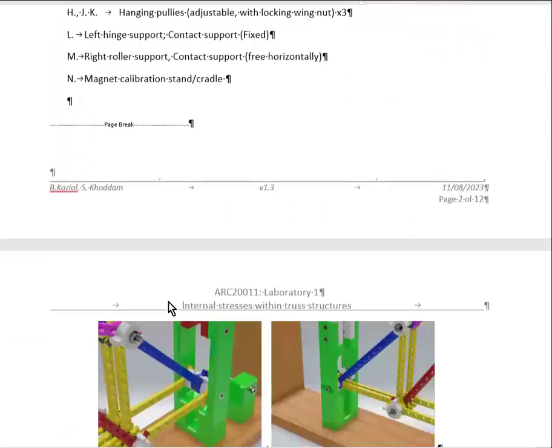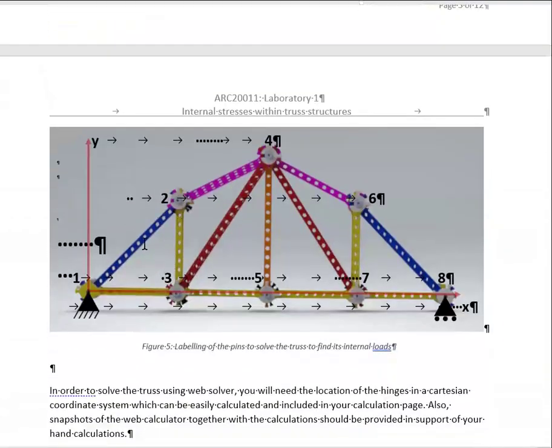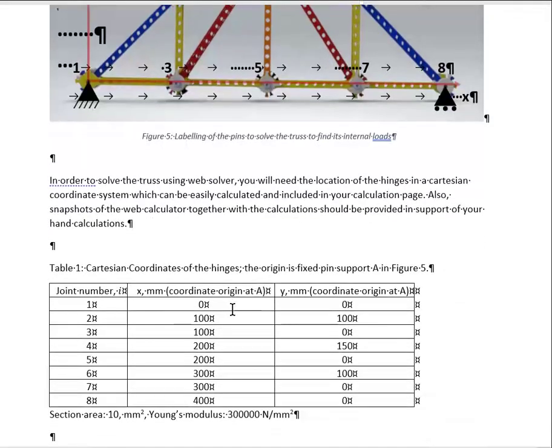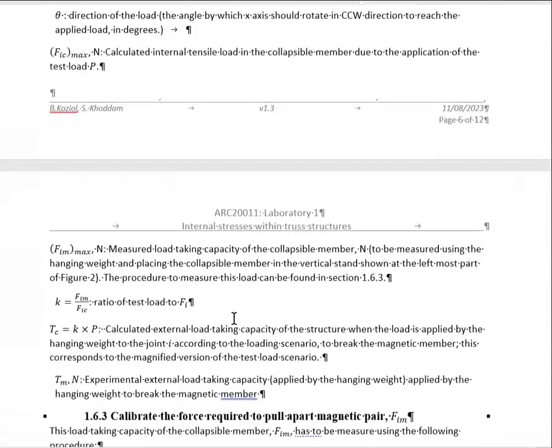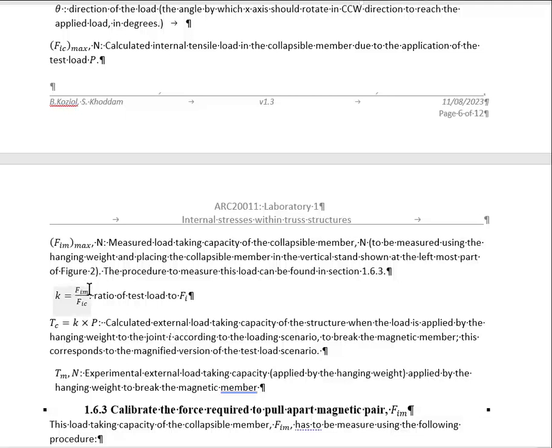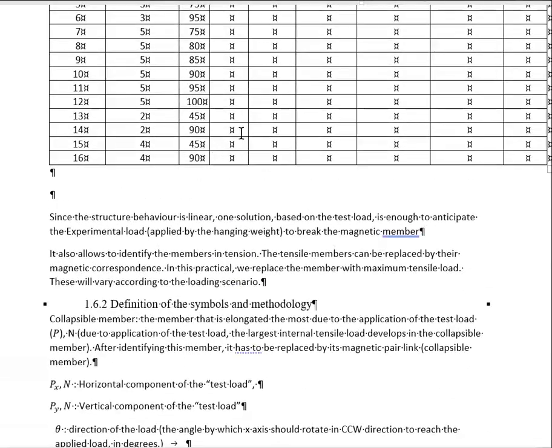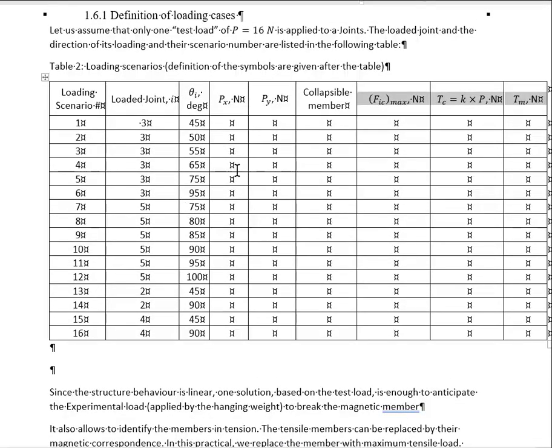So once you have that force, this force is larger than what you calculated inside the member. How large is that? So you find the magnification factor K, which is the ratio of what was measured to cause the breakage and what was calculated due to 16 Newton. So for example, if that's 2 or 1.2, it means you need to multiply the test load of 16 Newton by that factor to make that particular collapsible member break.